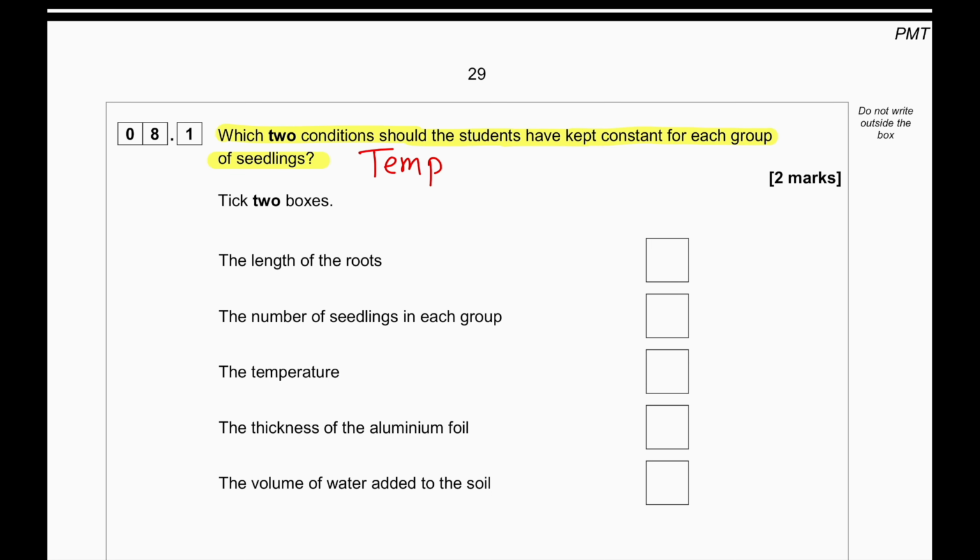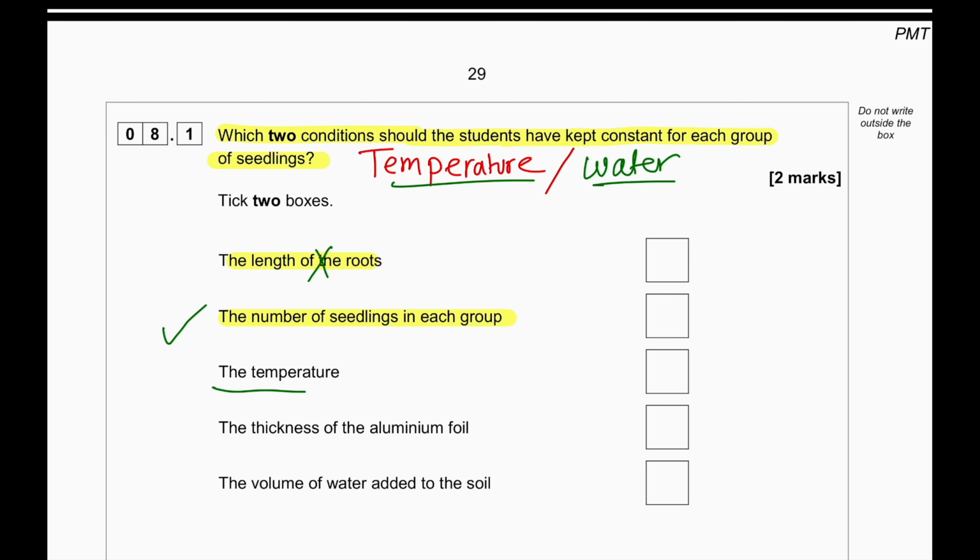So we will say temperature. And the other thing that we always say a plant needs is water. So the watering and the temperature could be kept constant. Let's see the options here. The length of the roots. Well, this is one of the factors that we cannot predetermine. The number of seedlings in each group. Yes, we can keep the number of seedlings in each group constant. This is one of the things that we can keep constant.